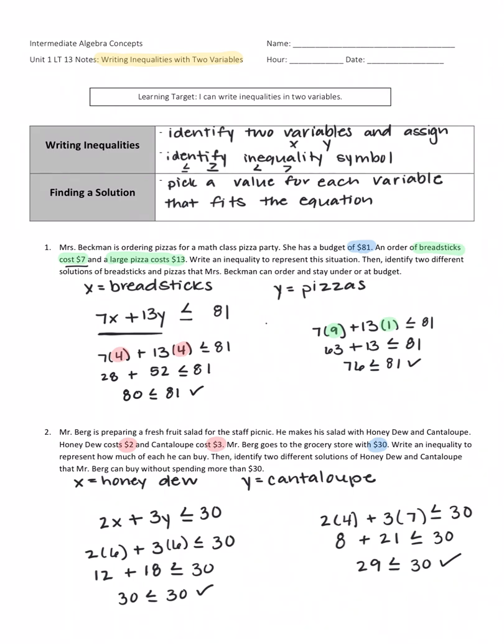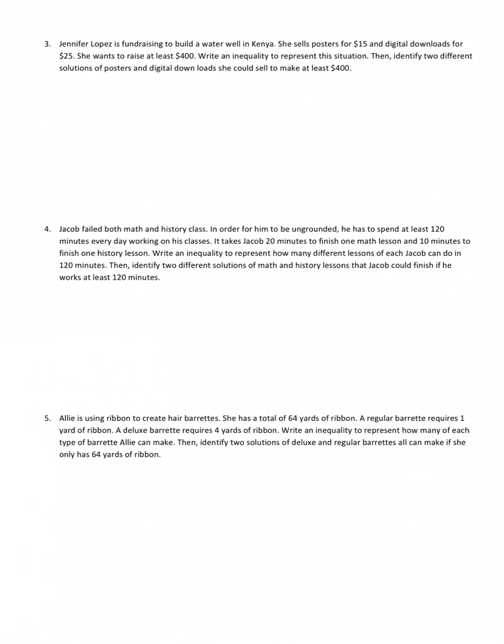In this instance, I can buy 6 honeydew and 6 cantaloupe, and that's going to be exactly equal to 30, but that works. I have that much money. Or I can buy 4 honeydew and 7 cantaloupe, and that also is less than 30. So we're going to continue on with 3, 4, and 5. This time, I'm not going to give you the option to identify 2 solutions. We're just going to set it up, and then you can put those solutions in on your own, okay?